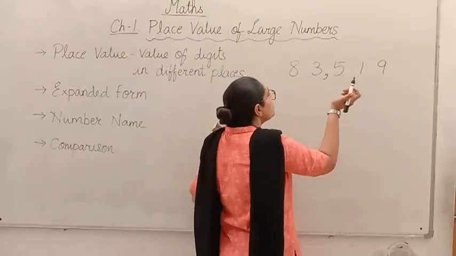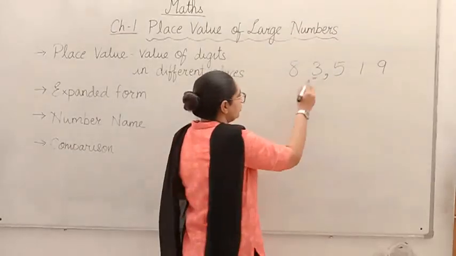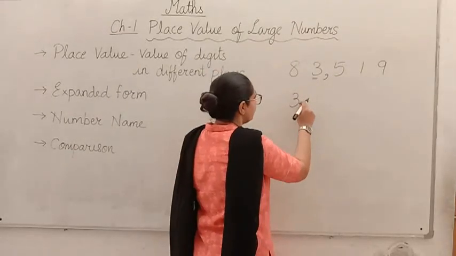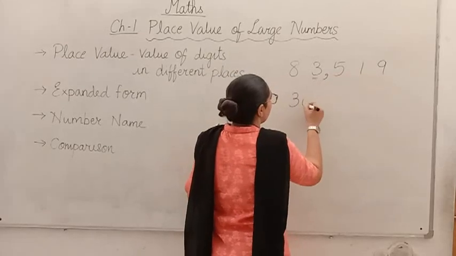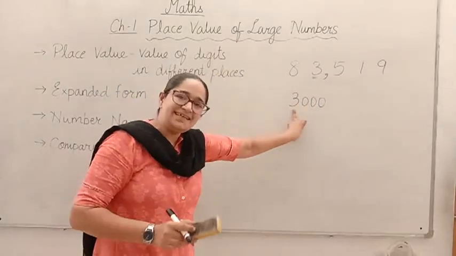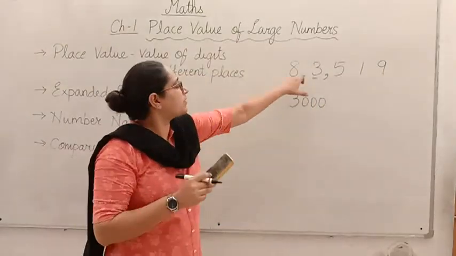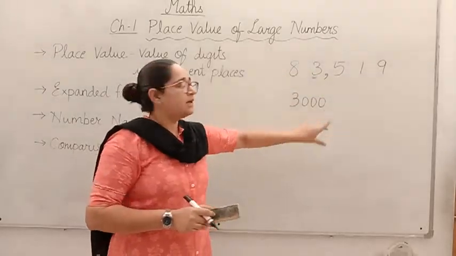Now if I want you to find the place value of 3, you simply write 3 here. How many digits after? 1, 2, 3. So 3 is in the place of 3000. So the place value of 3 in this 5-digit number is 3000.